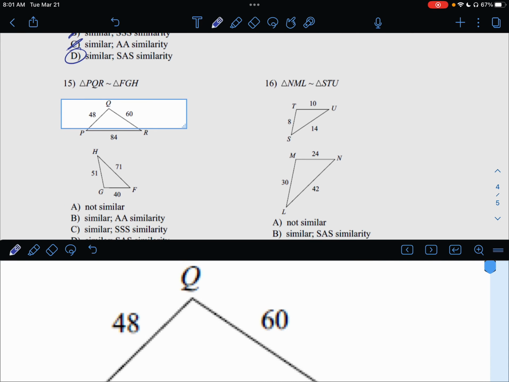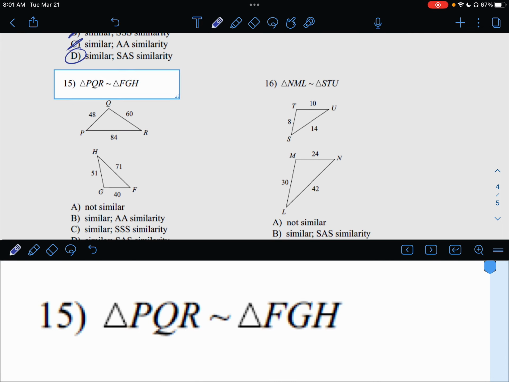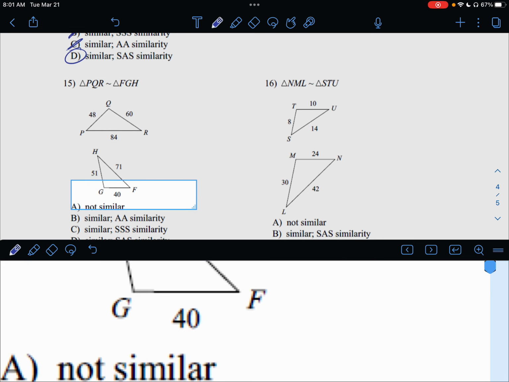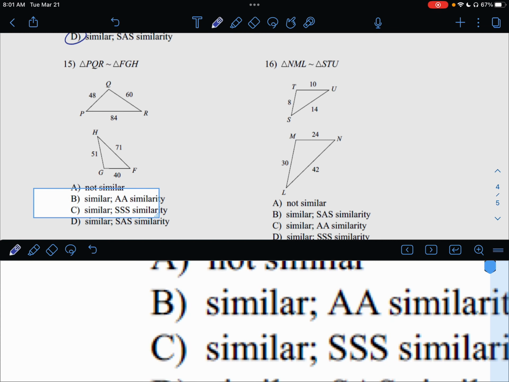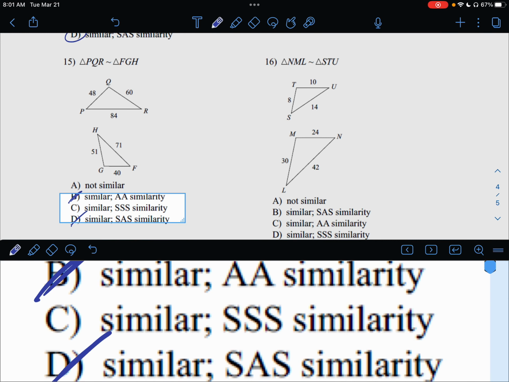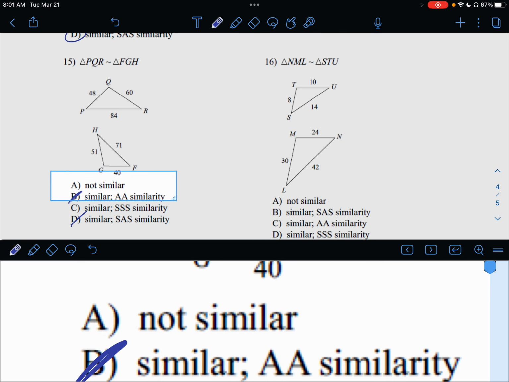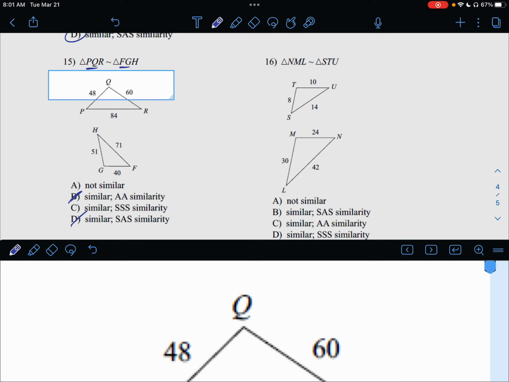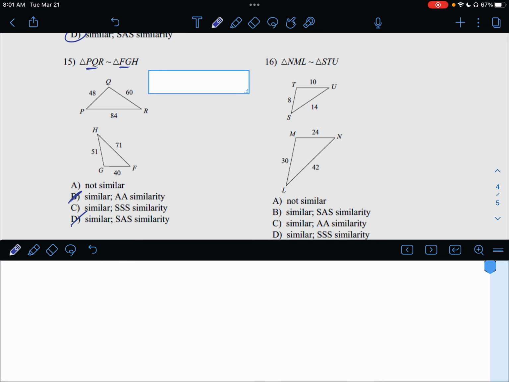Number 15. So PQR is similar to FGH. I see 3 sides. I don't see any angles. So I know it's not going to be AA. I know it's not going to be SAS. It's either going to be SSS or just not similar. So looking at the statements, I see PQ and FG would match up. So PQ is the 48. FG is the 40.